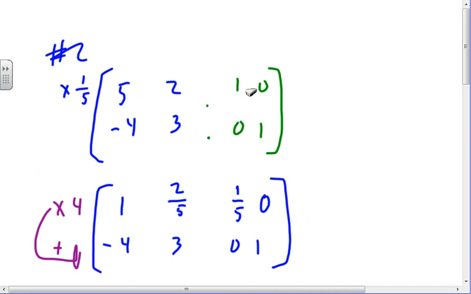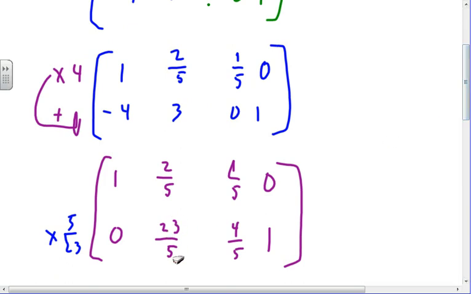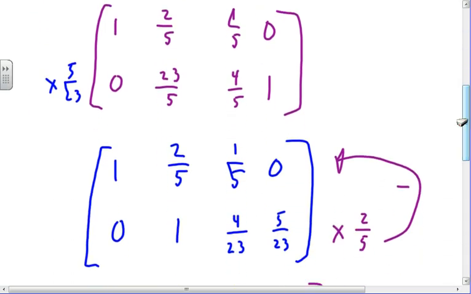I multiply through by a fifth. That should be right. I multiply by 4 and I add 8 fifths, 15 fifths. 8 and 15 is 23. 23 fifths. 4 fifths I'm adding. Okay, so that looks right. I want a 1 there. Okay, so I get that. I get 4 over 23. I get 5 over 23.